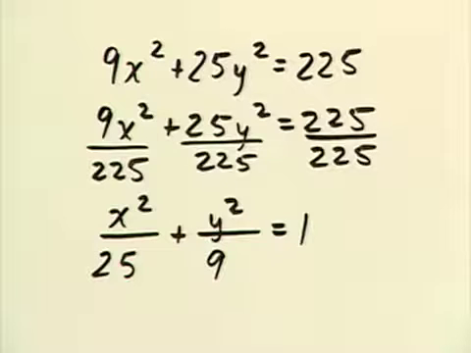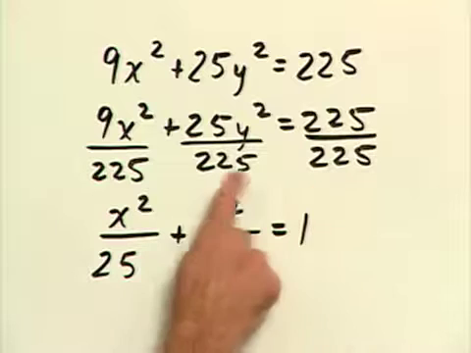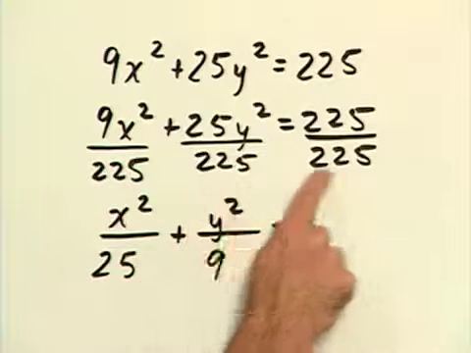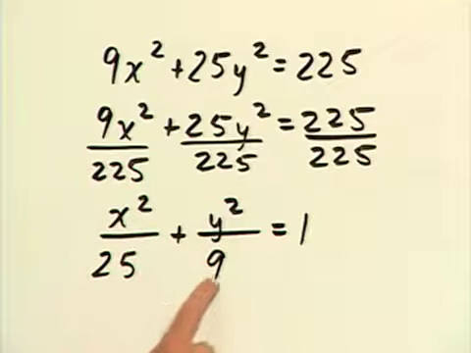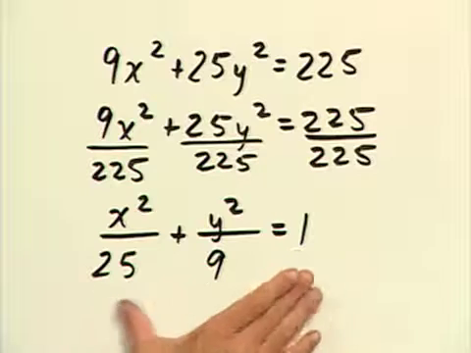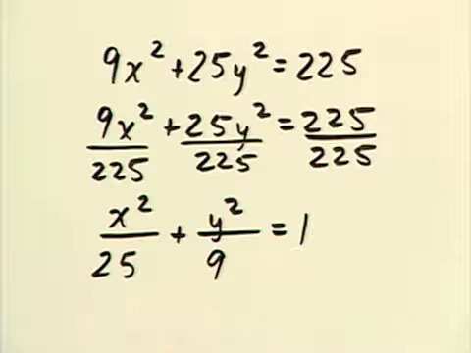9x squared plus 25y squared equals 225 is the equation for an ellipse. It's not in general form though. To put it in general form, we'll divide everything by 225. When I do that, I get x squared over 25 plus y squared over 9 is equal to 1. This is the general equation for an ellipse.